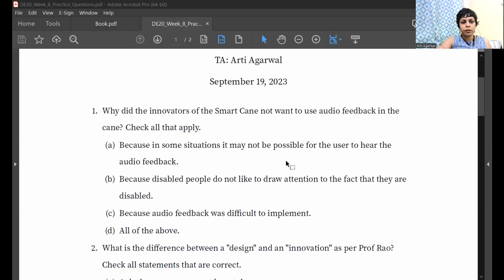Okay, so this week's content is about the smart cane, and Professor Rao explains how they came up with the whole smart cane: where they started from, how they evolved, what the design process was like, what the design considerations were, what challenges they faced, and what some of the other alternatives in the market are. So he's taken us through that entire process.